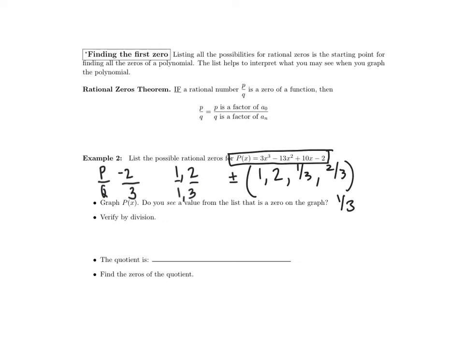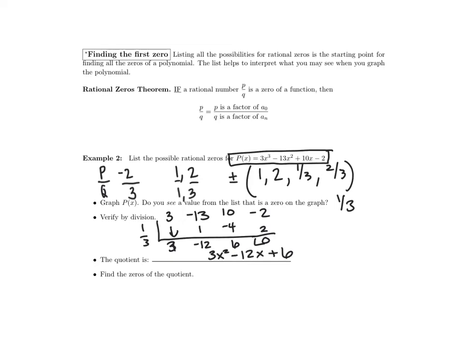This is a cubic polynomial, so we're going to need 3 solutions. So we're going to verify using synthetic division that 1/3 is exactly a 0. So we should get 0. Whoops, I did that wrong. That needs to be a 3. 1, -12. -12 divided by 3 is -4. It's a 6. 6 times 1/3 is a 2. And we get 0. So the quotient is 3x squared minus 12x plus 6.